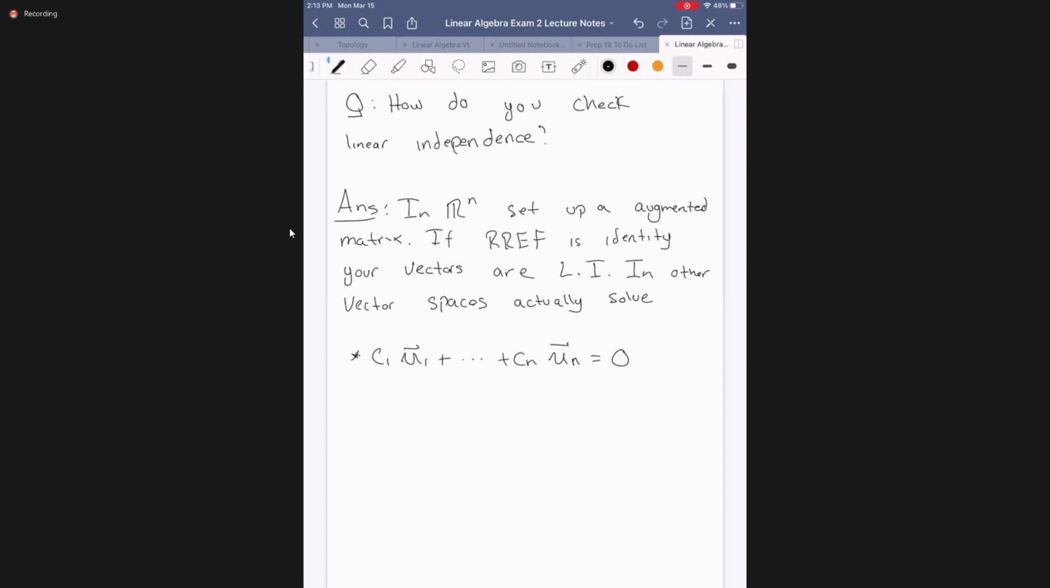So if you have 0 equals 0, that means one of your rows is all zeros, which means that you have a free variable, which means you have infinite solutions. So in that case, you would have linearly dependent. So basically, it has to RREF to this. So if here's your zeros, you have to have it look like this, right?